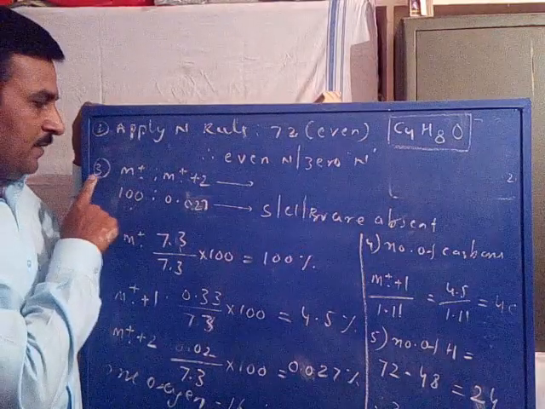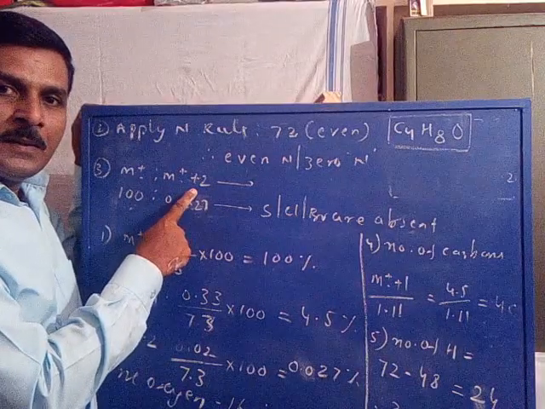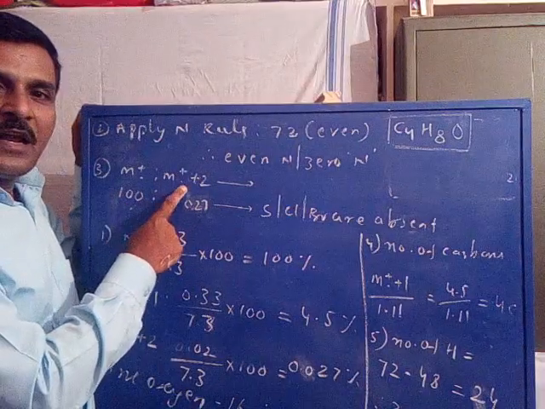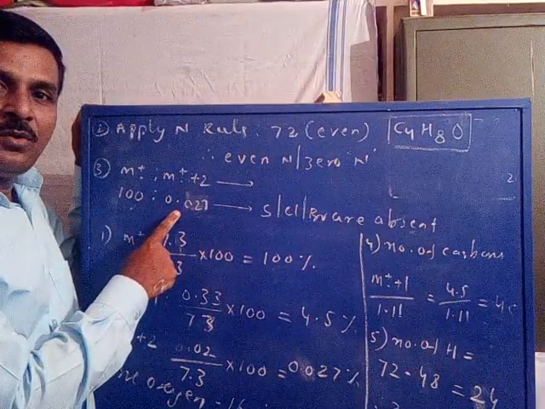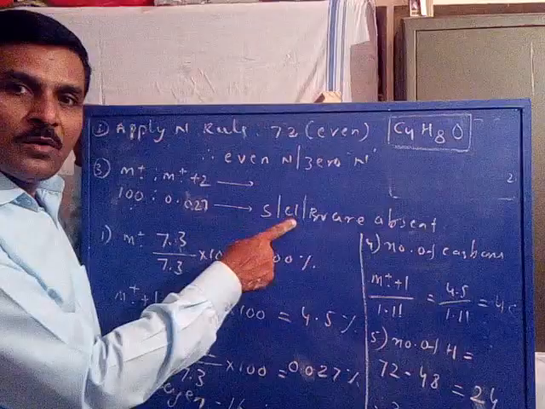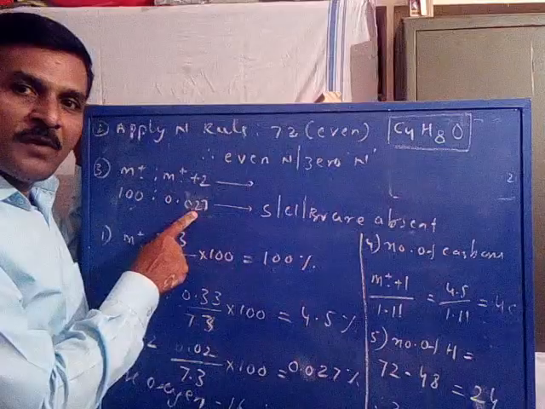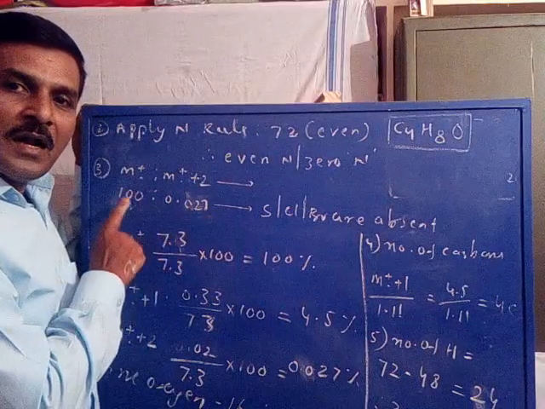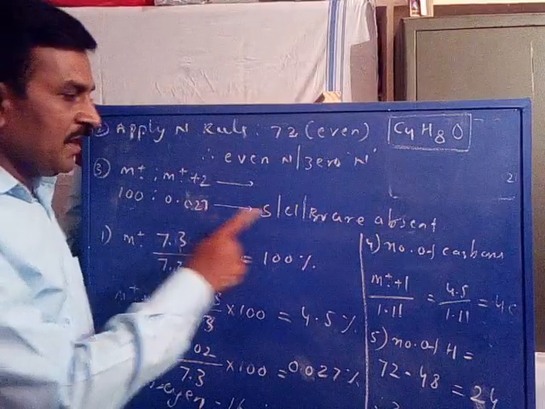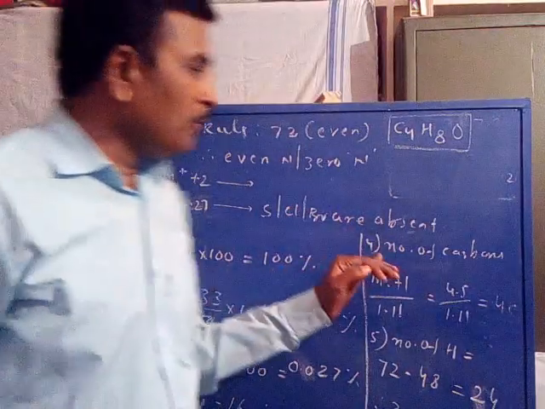Then the third guideline: comparison of the molecular ion signal intensity with the molecular ion plus 2 signal intensity. After recalculation, the molecular ion signal intensity is 100%, and the molecular ion plus 2 signal intensity is only 0.027. So it is not comparable in relation to the presence of sulfur, chlorine, bromine. Therefore they are absent. If they were present, the relationship should be 100 to 4.4, or 100 to 33, or 100 to 98. So it is not comparable for sulfur, chlorine, bromine. Therefore sulfur, chlorine, bromine are absent. Is it clear?